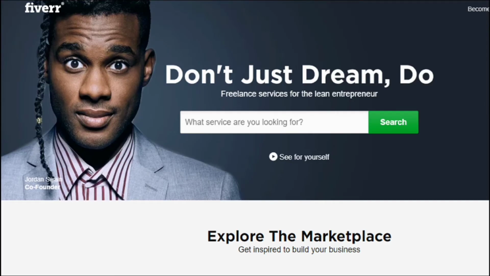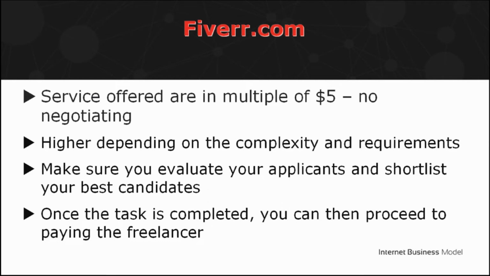First off, Fiverr.com, the largest marketplace for digital services, lets you buy or sell any services starting at a flat rate of $5 per service. A service is known as a gig. Services offered are in multiples of $5, thus no negotiation of price. It can also go higher depending on the complexity and requirements of the project. It can be anything from as simple as creating a logo to voiceovers.